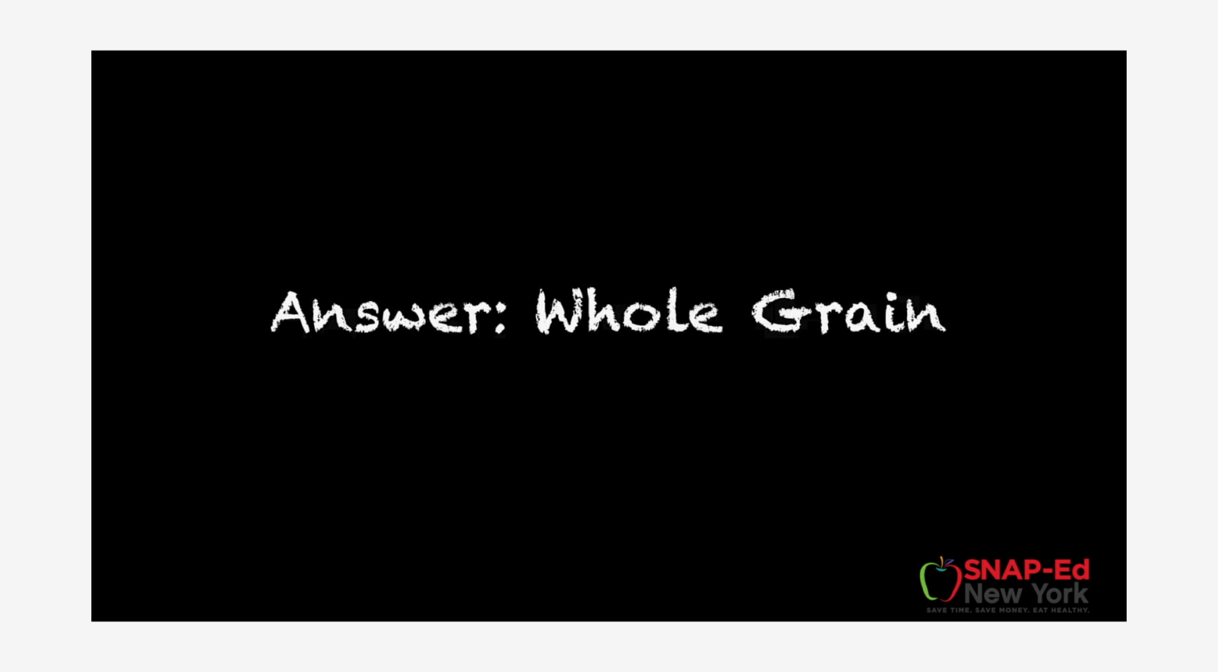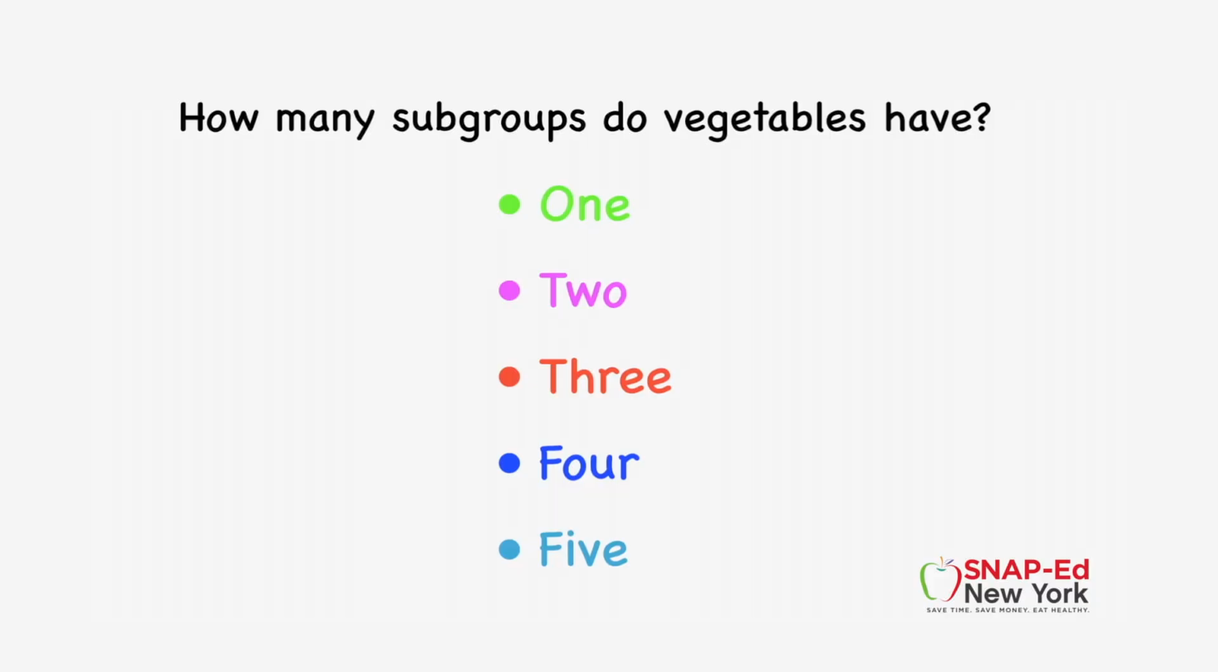Awesome job! The answer is whole grain. Don't forget to make half your grains whole. All right, next question. How many subgroups do vegetables have? 1, 2, 3, 4, or 5?